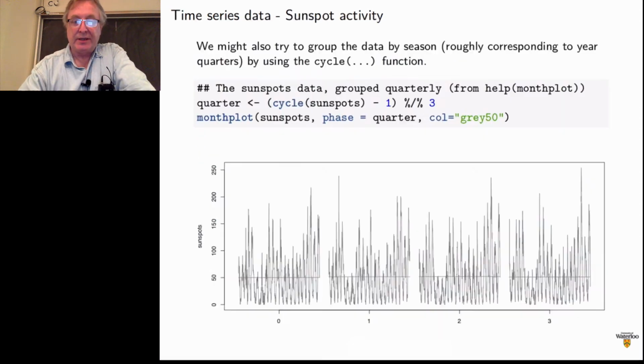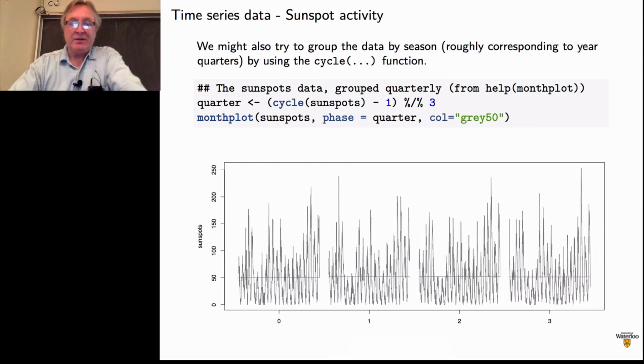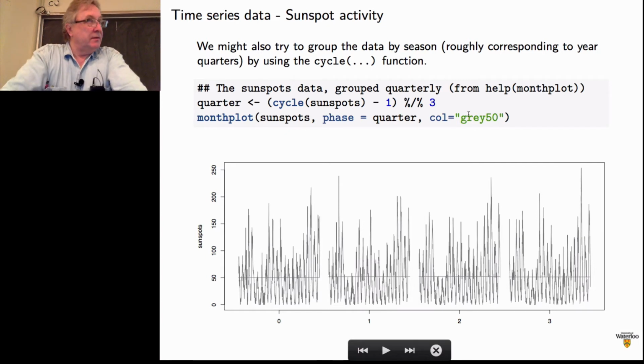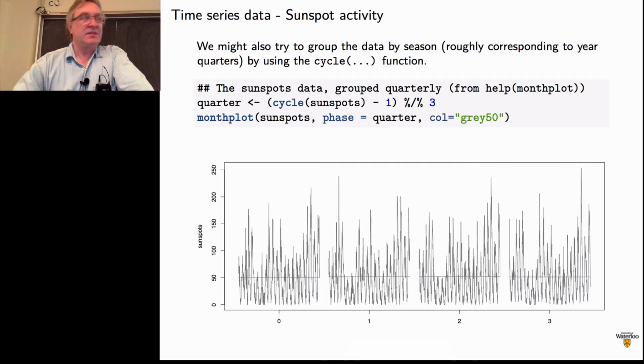So you could try changing the aspect ratio with that. Here's another one that's quarterly now, just by doing a little bit of modular arithmetic here. I look at the quarters, so the first quarter, second quarter, third quarter, fourth quarter, rather than months. But it's still a month plot.